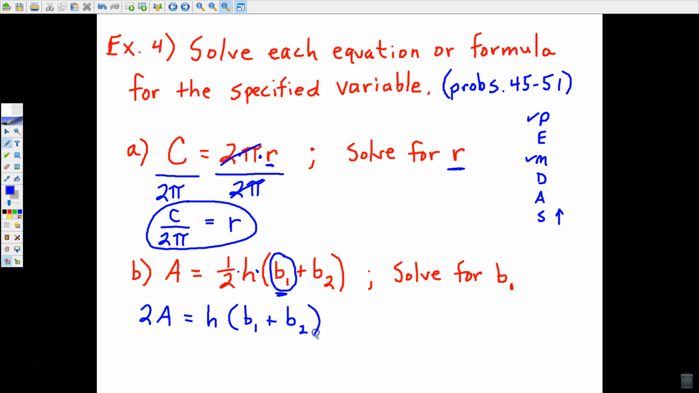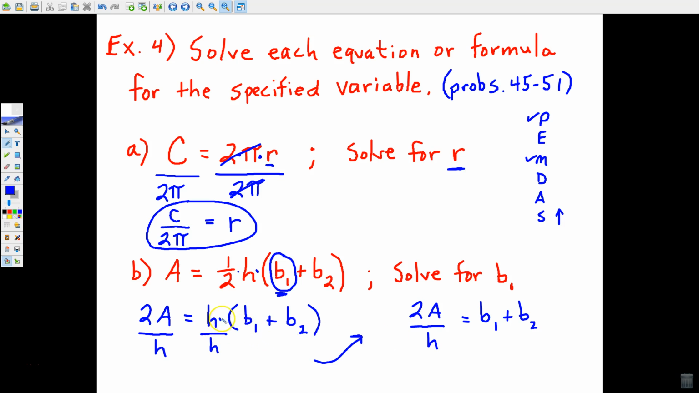Okay, so my first step is to multiply by 2, and that undoes multiplying by 1/2. Now I'm still on multiplication, because I still have multiplying by h. How do I undo multiplying by h? Well, I divide by h. So 2a divided by h is equal to b1 plus b2.